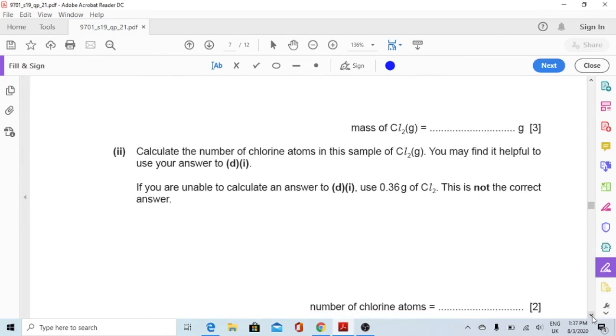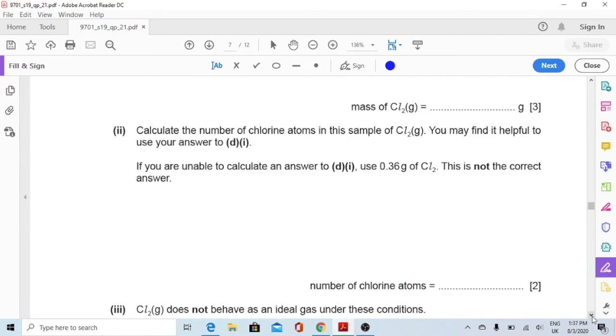Part 2, calculate the number of chlorine atoms in this sample of chlorine gas. You may find it helpful to use your answer to D part 1. If you are unable to calculate an answer to D part 1, use 0.36 grams of chlorine. This is not the correct answer. So we'll use our own answer. So first of all, we must find the number of moles of chlorine gas present in the sample, and then we will calculate the number of chlorine atoms in the sample of diatomic chlorine gas.